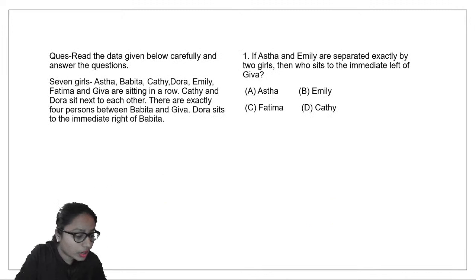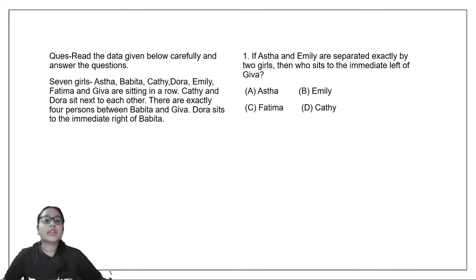Okay, so let us start with a few questions. Let's read the question together. 7 girls, Astha, Babita, Kathy, Dora, Emily, Fatima, and Jiva, are sitting in a row. Kathy and Dora sit next to each other. There are exactly 4 persons between Babita and Jiva. Dora sits to the immediate right of Babita.